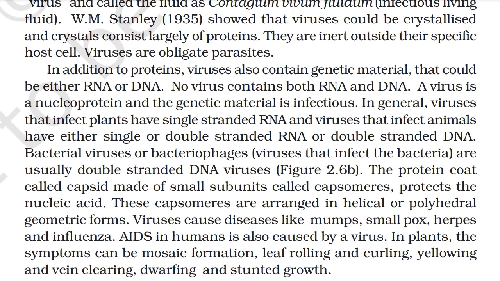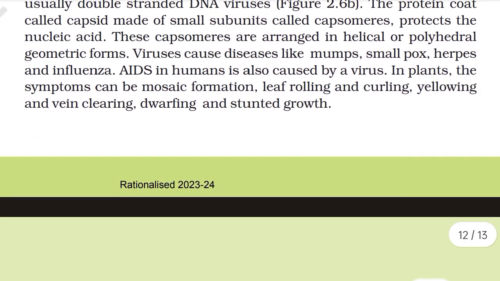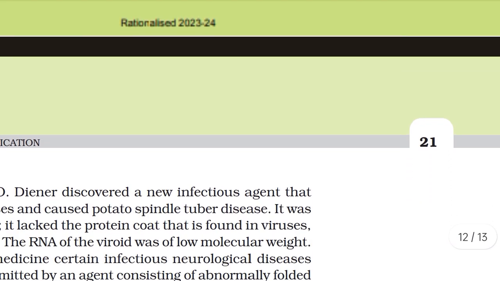The protein coat called capsid, made of small subunits called capsomeres, protects the nucleic acid. These capsomeres are arranged in helical or polyhedral geometric forms. Viruses cause diseases like mumps, smallpox, herpes, and influenza. AIDS in human is also caused by a virus. In plants, the symptoms can be mosaic formation, leaf rolling and curling, yellowing and vein clearing, dwarfing, and stunted growth.